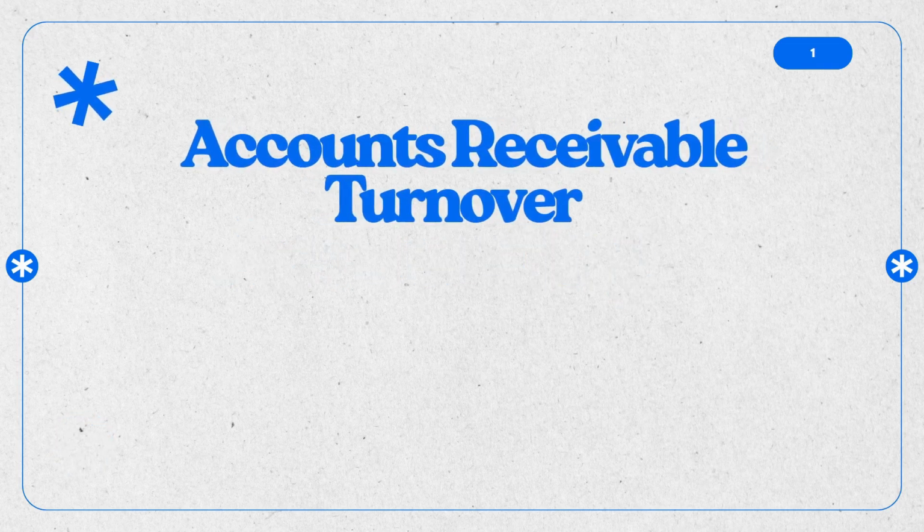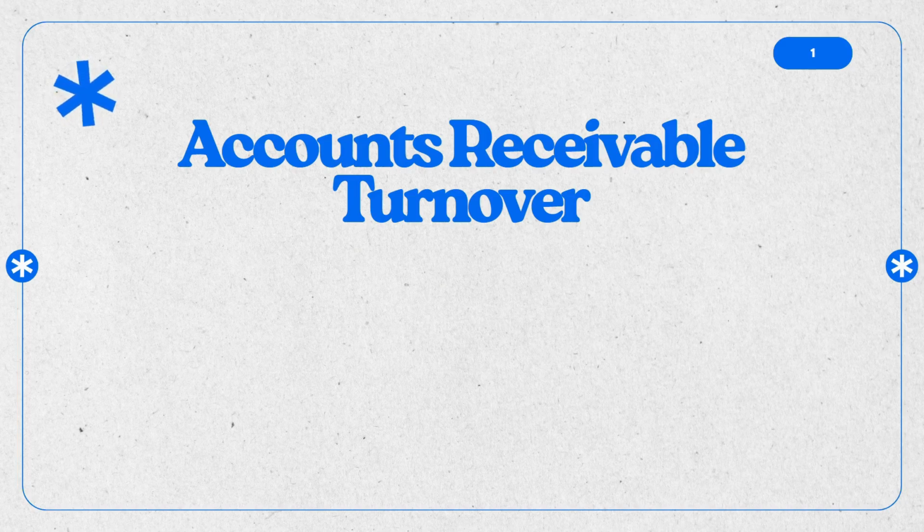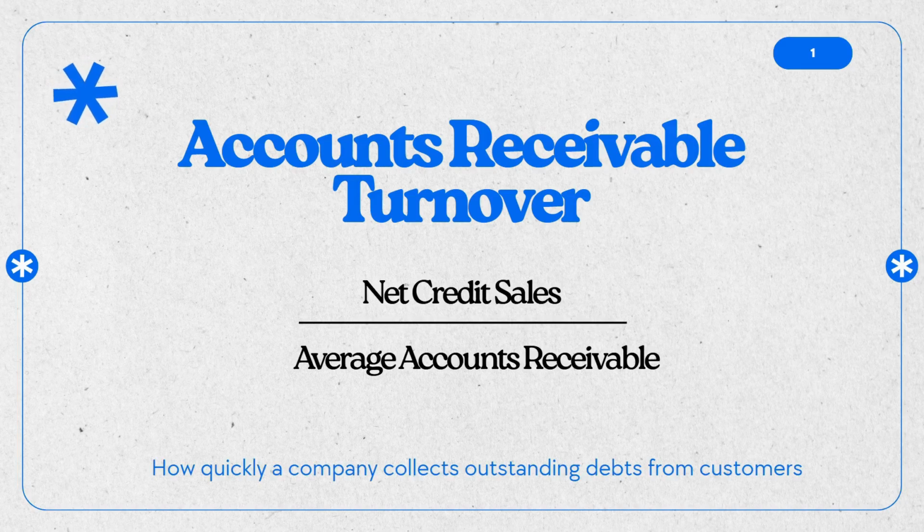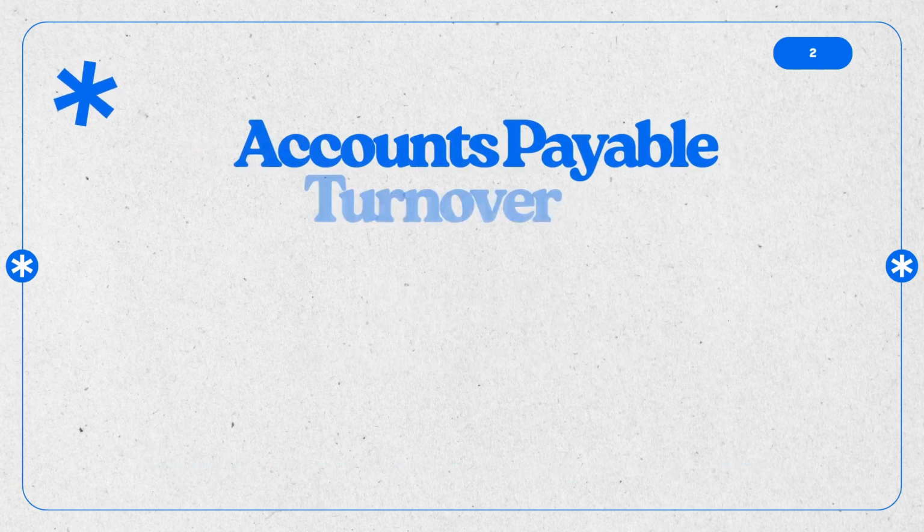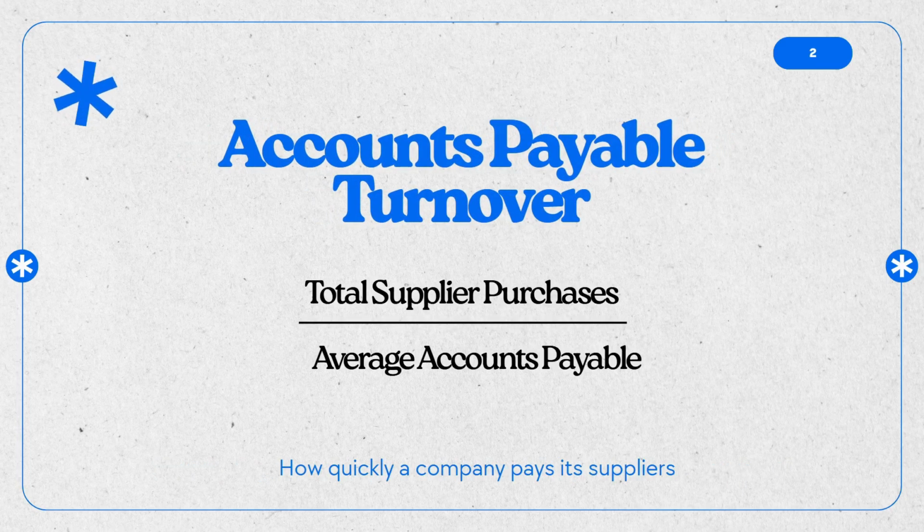Okay, so accounts receivable turnover. It says net credit sales divided by average accounts receivable. This shows how quickly a company collects outstanding debts from customers. Accounts payable turnover. Total supplier purchases divided by average accounts payable. How quickly a company pays its suppliers.